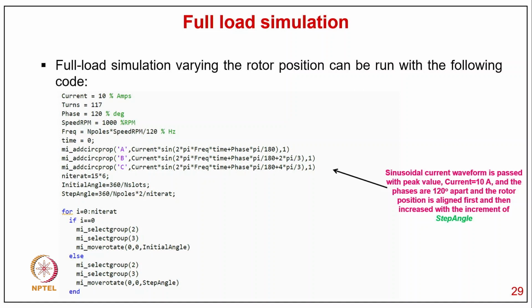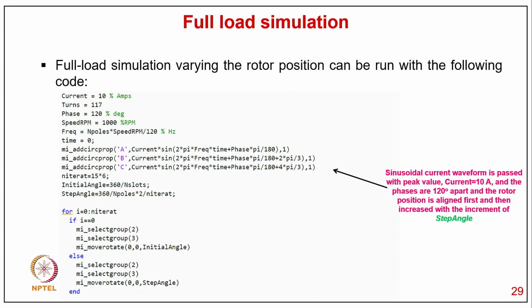Then the full load simulation varying the rotor position can be done with the following code. The current equal to 10 amp, turns 117, phase 120 degrees, speed RPM 1000, frequency equal to n_pole into speed divided by 120, time equal to 0. mi_add_circuit A, current sine 2 pi into frequency into time plus phase by 180 comma 1, and mi_add_circuit B, current sine 2 pi frequency time plus phase pi by 180 into 2 pi by 3 comma 1, and similarly mi_add_circuit for C phase, current sine 2 pi frequency time plus phase pi divided by 180 plus 4 pi by 3 comma 1, and n_iteration 15 into 6, initial angle 360 by n_slot, and step angle 360 divided by n_poles into 2 divided by n_iteration.